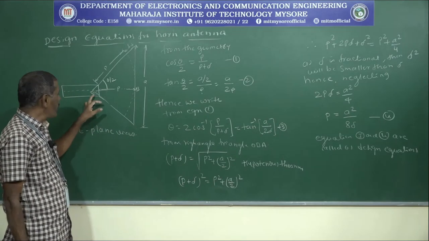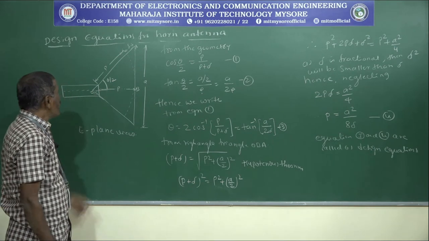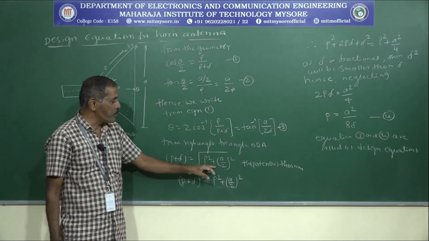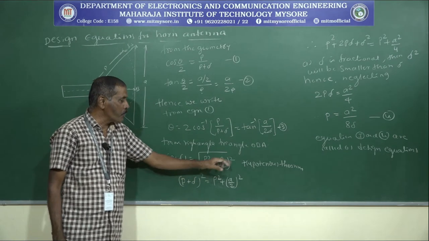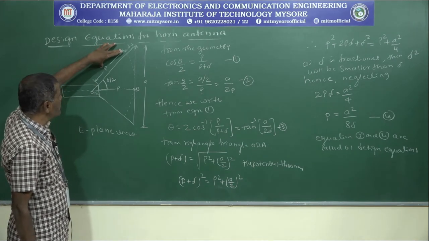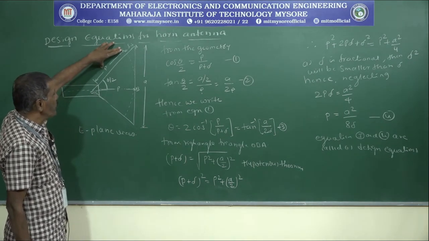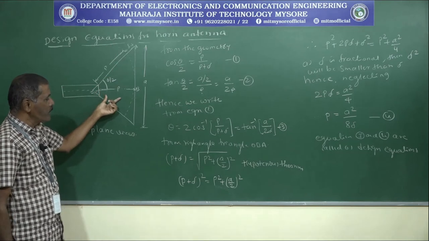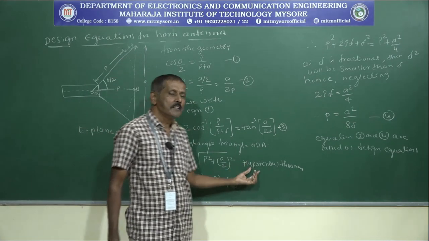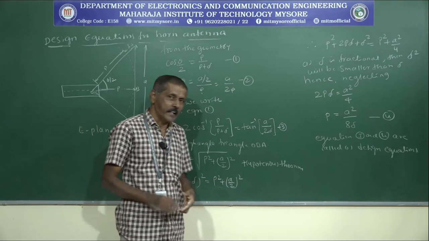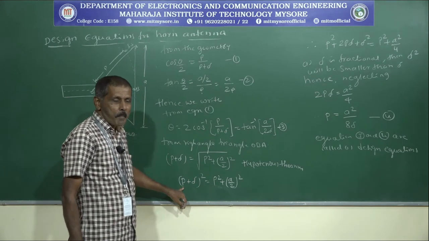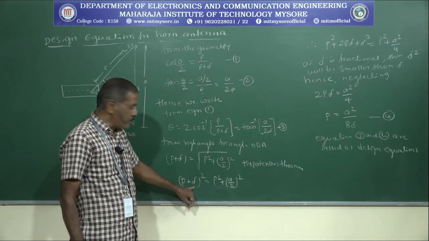Then from the right angle triangle OBA, P plus delta is equal to the square root of P square plus A by 2 whole square. That is, you can calculate this length as root of P square plus A by 2 whole square. So this is from the hypotenuse theorem. Therefore, you can expand this in the A plus B whole square form.